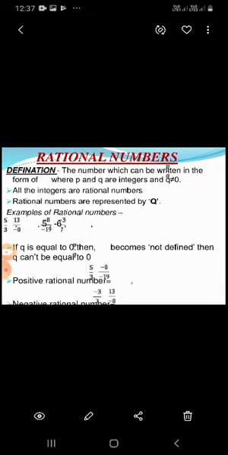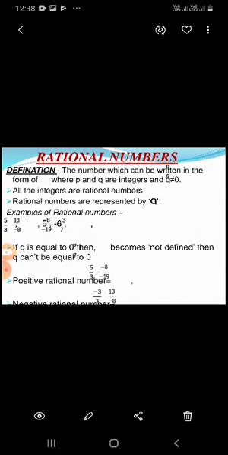Rational numbers are represented by the symbol Q, and some examples of rational numbers are 5 by 3, 13 by -8, -5 by 19. All these are okay. But one thing is important: in the form p by q, if q is equal to 0, say 3 by 0, then 3 by 0 is not defined. We cannot find the value of any number in which the denominator is 0. So in the rational number definition, one thing is important: your denominator must not be 0.